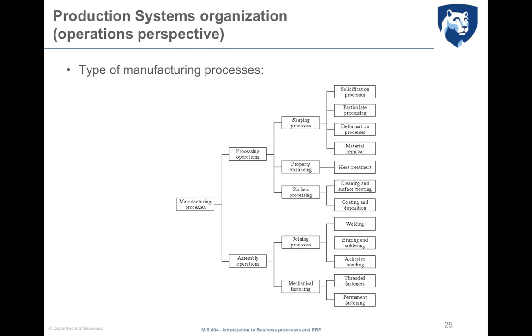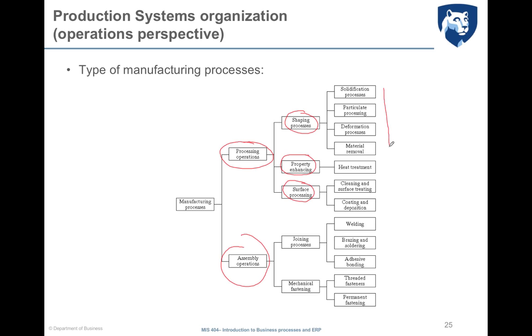First of all, just to make this clear, manufacturing processes can be distinguished into two types: processing or manufacturing operations and assembly operations. I don't want to go into too much technical detail, but processing operations can be shaping processes, so processes that give shapes, property enhancing, so processes that give some properties to the material they are processing, or surface processing, like surface strengthening or surface painting and so on.